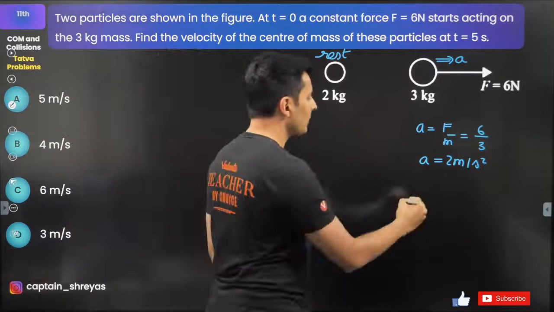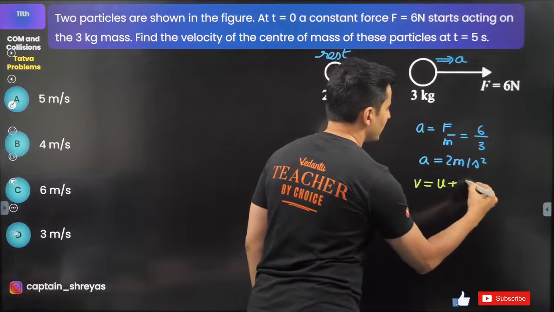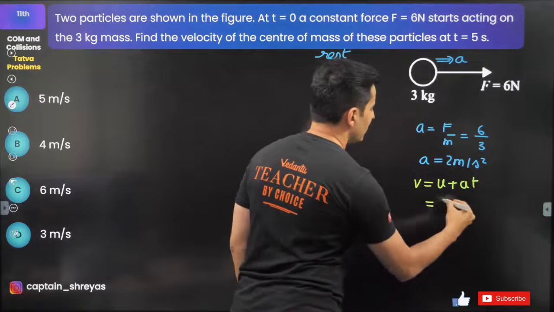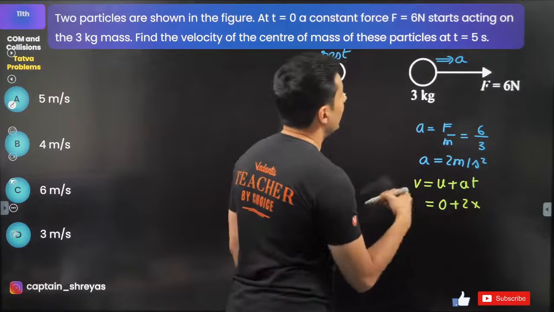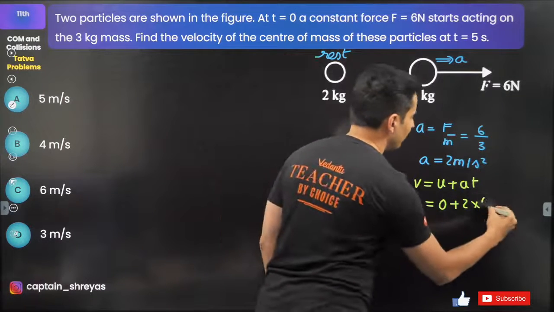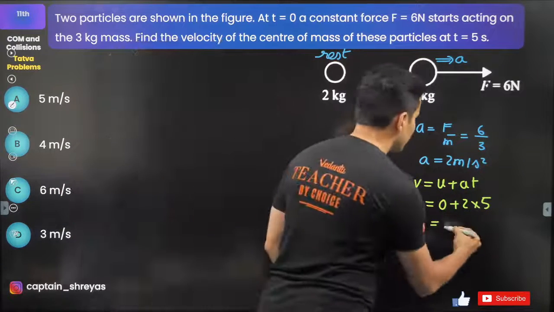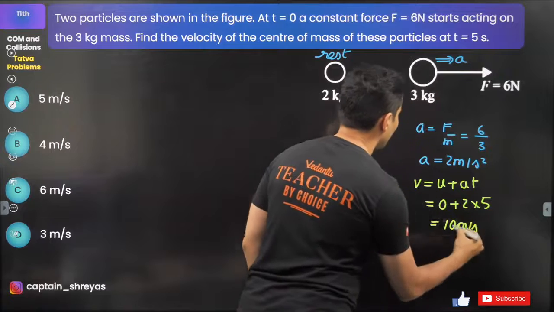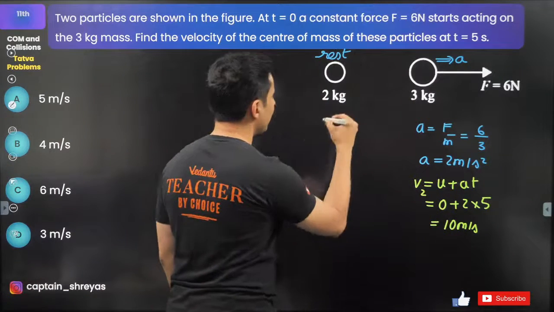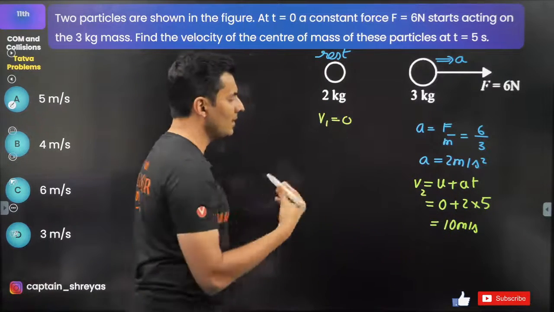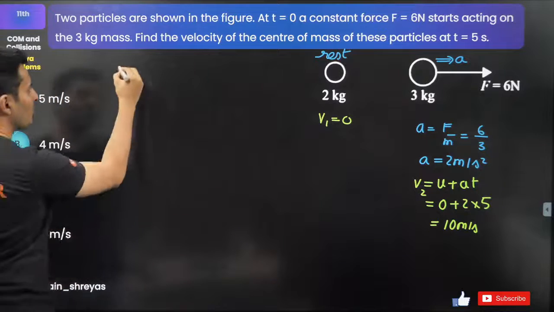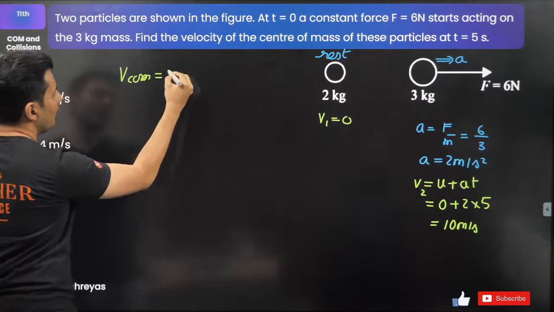Now because of this acceleration, it will get some velocity also. What is that velocity? V is equal to u plus at. U is 0. Acceleration is 2. Time is 5 seconds. So 2 into 5. Correct? Initially, I think none of them were moving. Okay. So this is nothing but 10 meters per second. So this is velocity of the second particle. Velocity of the first particle will always be 0. It doesn't move.